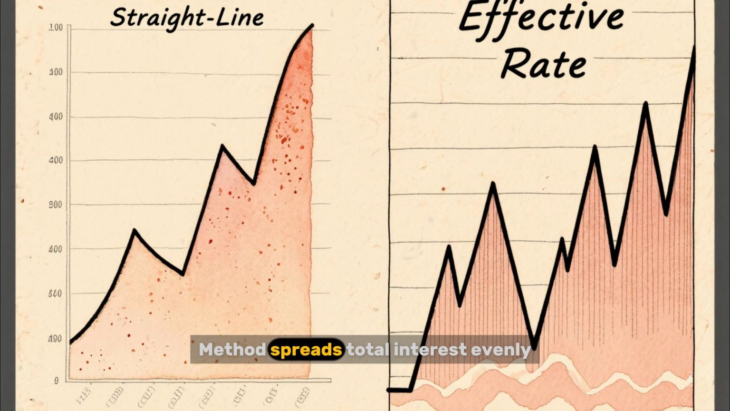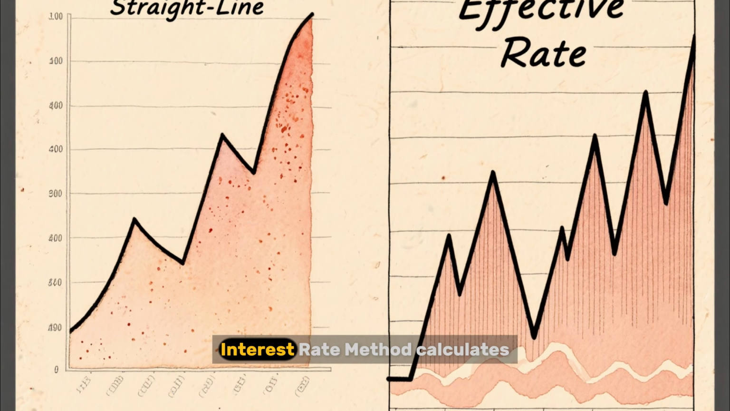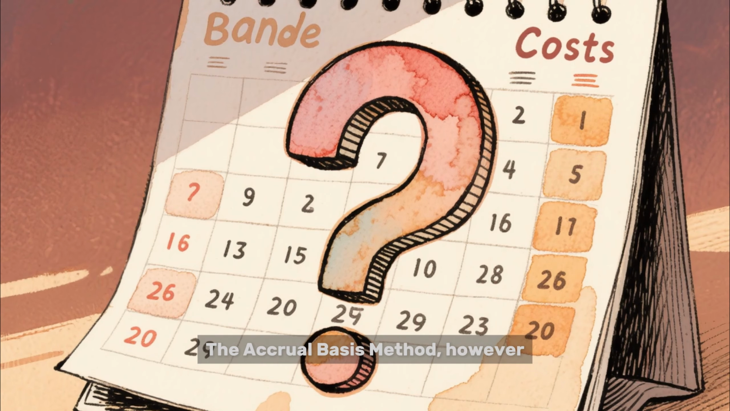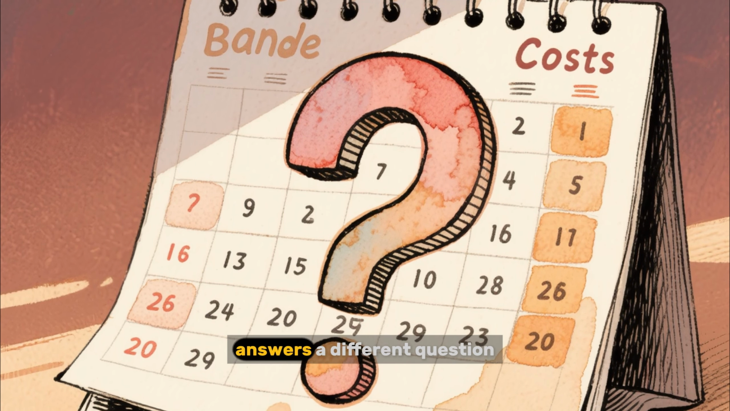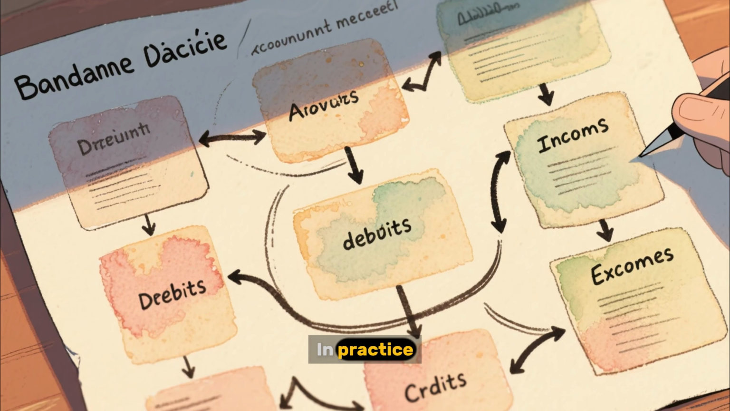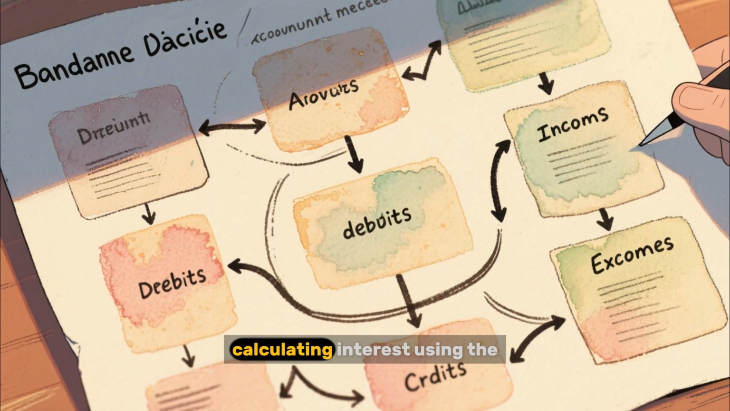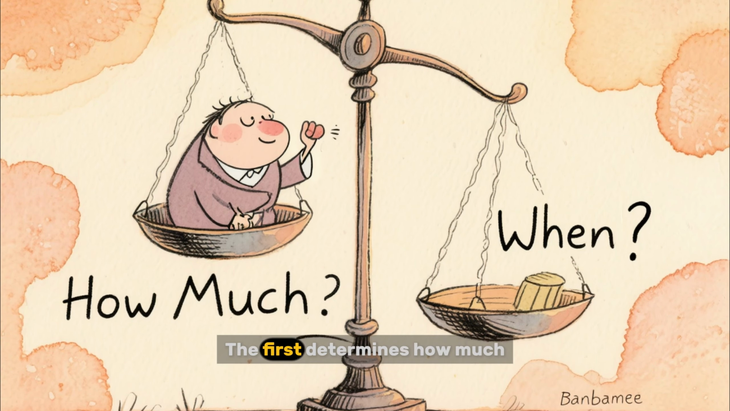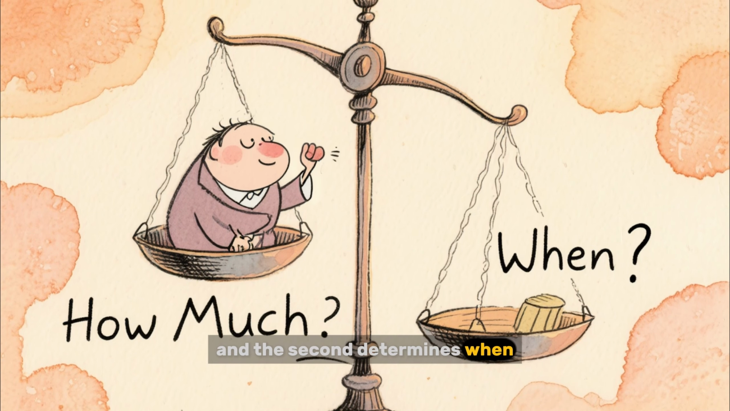The straight line method spreads total interest evenly, and the effective interest rate method calculates interest on the remaining balance. The accrual basis method, however, answers a different question. When does this cost truly belong? In practice, you can even combine methods, calculating interest using the effective rate but recording it under accrual timing. The first determines how much, and the second determines when.